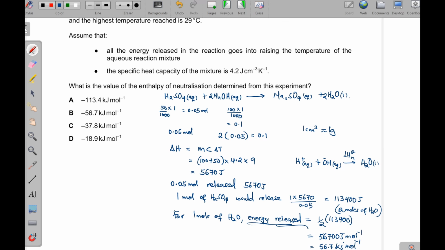Here I used the language "energy released", so I don't need to put a negative. But when I'm just writing that figure without saying energy released, then it has a minus. So my answer then becomes what?